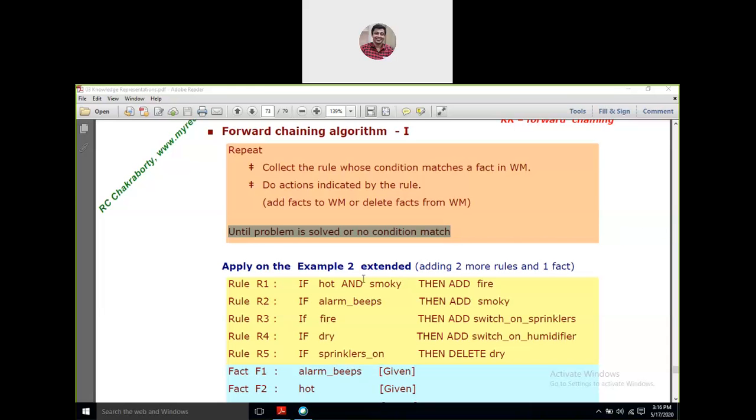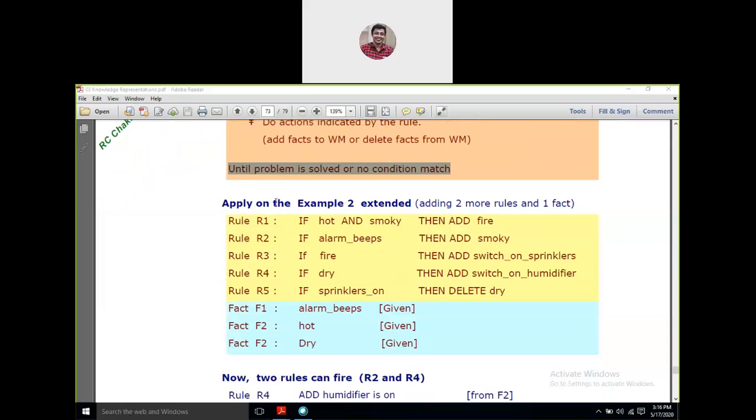Right. Now, let us see. We got a fresh example. This example has all the previous rules and two extra rules and one extra fact. Previously, we had three rules. Here we have five rules. Previously, we had two facts, and here we have one more fact. This could have been F3 also. It doesn't make much of a difference. So the first one is hot and smoky, then add fire. The next one is alarm beeps, then it is smoky.